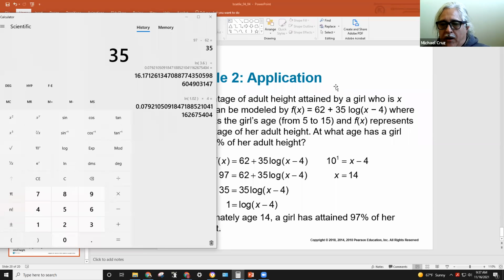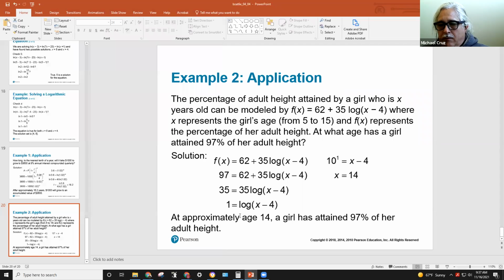So now, since it's a common log, we can use base 10 to undo this right-hand side and get the x minus 4 out. And then when we do it over here, it's 10 to the first power, which is equal to 10. So add 4 gives you 14. So at age 14, she's attained 97% of her adult height.